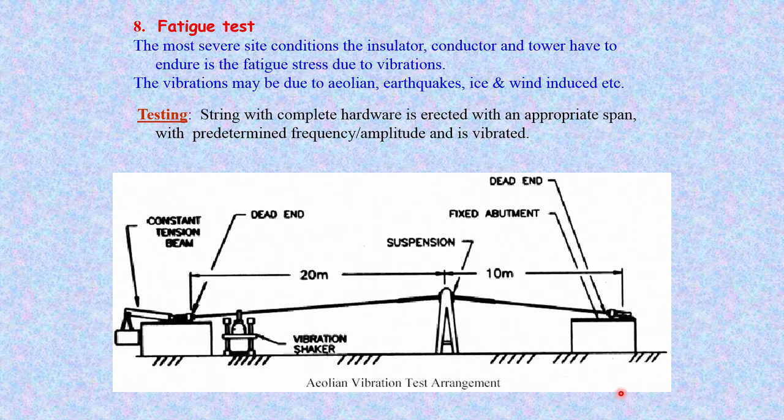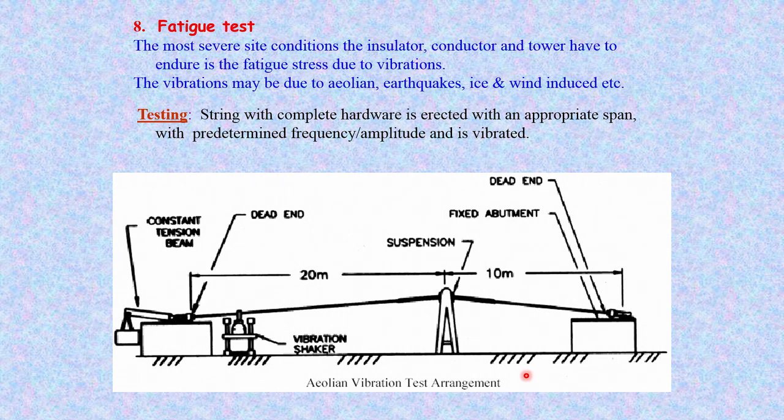So, there are vibrations because of wake induced vibrations, galloping, or other types of aeolian vibrations, which could be seen by the insulator string in the field. These vibrations could be aeolian, or due to earthquake, or due to ice and wind at the area where the transmission towers are being put up.